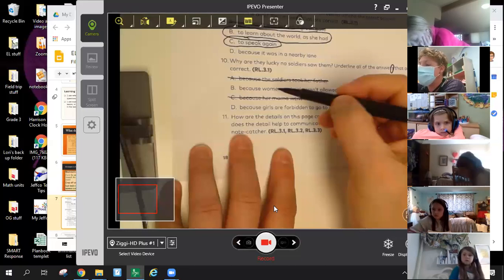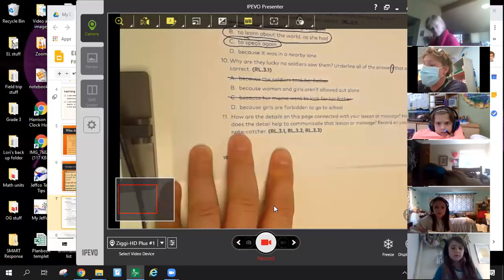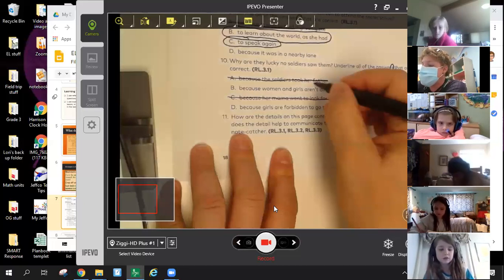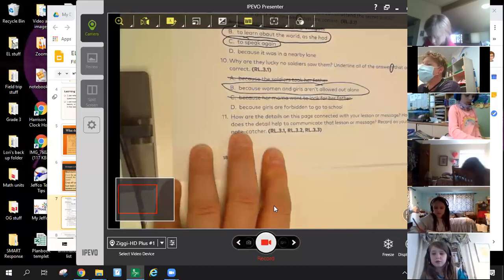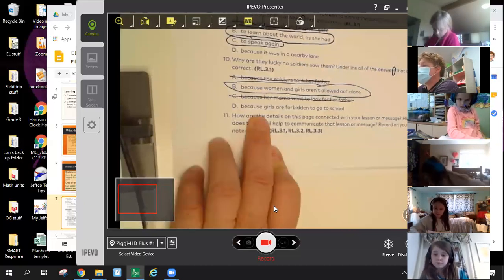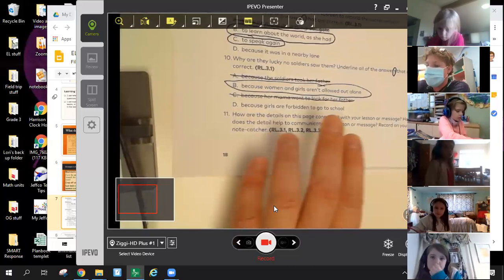Because women and girls aren't allowed alone. Is that good? Yes, that's why we should be scared if they see us, but we're lucky if they don't. Okay, let's look at D. Because girls are forbidden to go to school. Is that also why we don't want to see those soldiers? Yes, there you go, my friends.